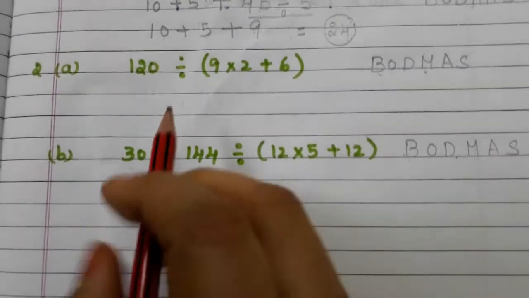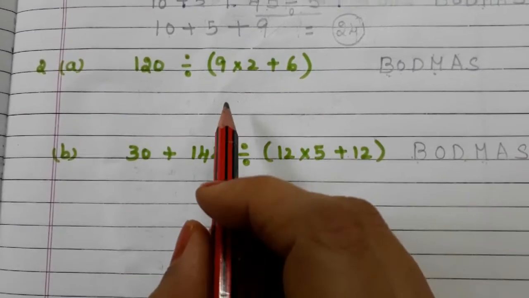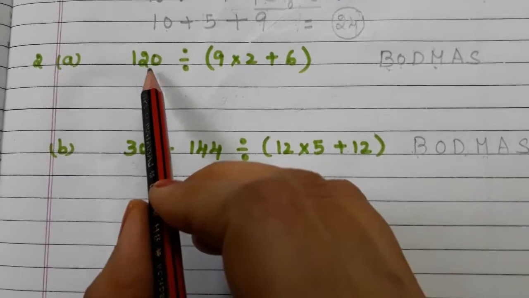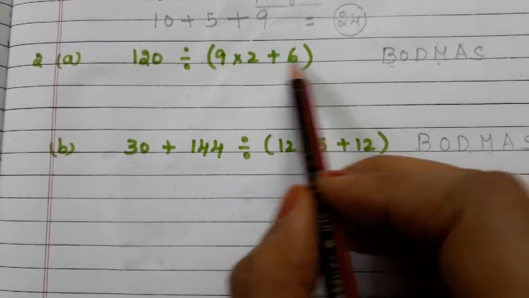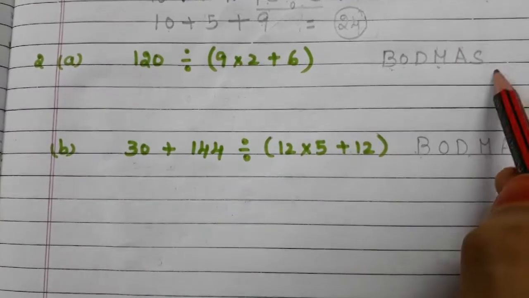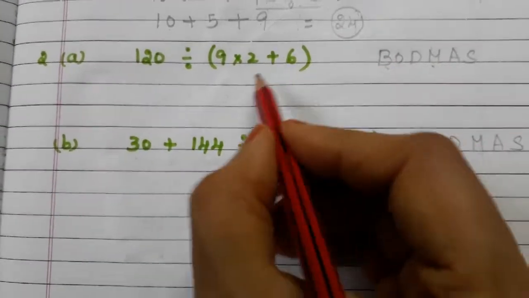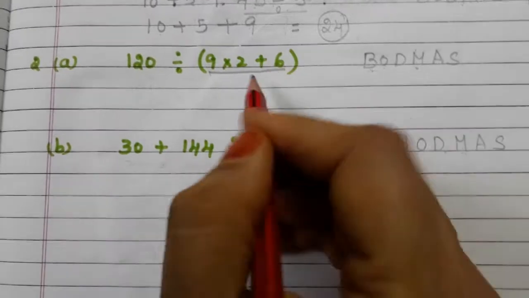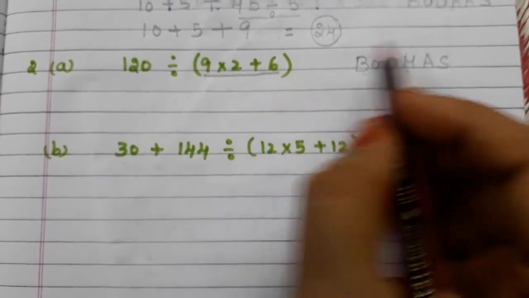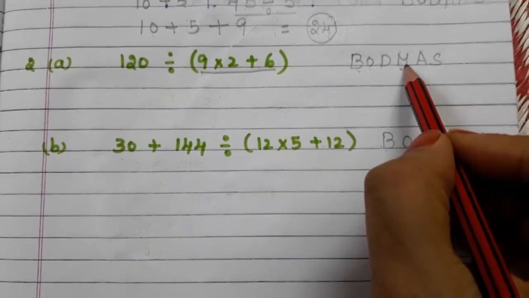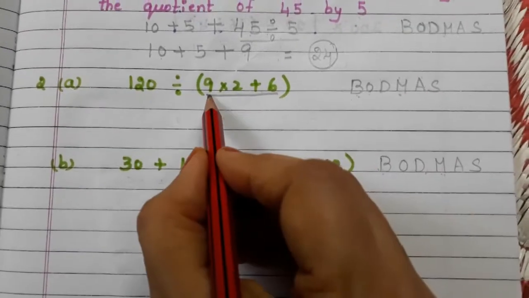Simplify. Here we have expressions, we have to simplify them. First expression is 120 divided by 9 into 2 plus 6, which is in parenthesis. In BODMAS, what comes first? Brackets. So first we have to solve this. Here again we have multiplication and addition. Which one do we have to do first? In BODMAS, multiplication is first. So we have to multiply 9 and 2.